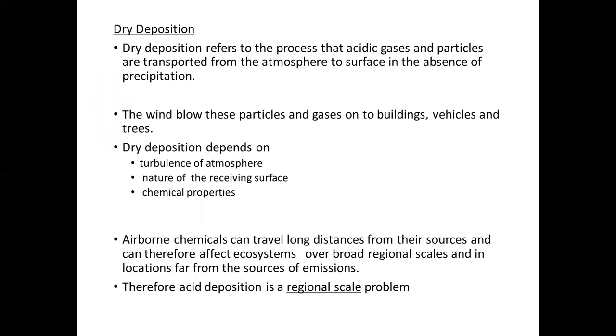hail. Then let's see what dry deposition is. Dry deposition refers to the process in which acidic gases and particles are transported from the atmosphere to the surface in the absence of precipitation, that is, absence of rain, fog, hail and sleet. Dry deposition takes place when particles such as fly ash, sulfate, nitrate, and gases, that means SO2 and NO2, are deposited on or absorbed onto surfaces. Then the gas can be converted into acids when they contact water.